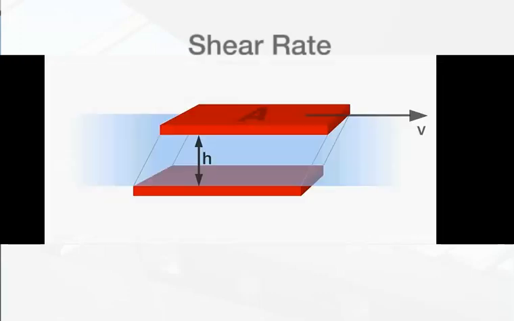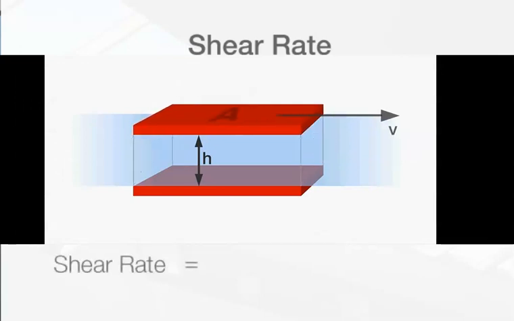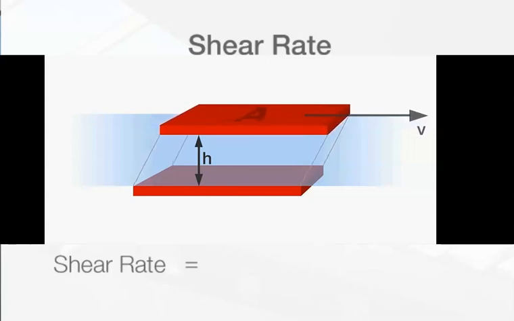While the shear stress tau tells us how much energy is applied to the stressed material, the shear rate tells us with which speed the material is stressed. To obtain the shear rate, we need to know how fast the upper plate moves, and we need to know the distance between the two plates. Let's call this distance h.